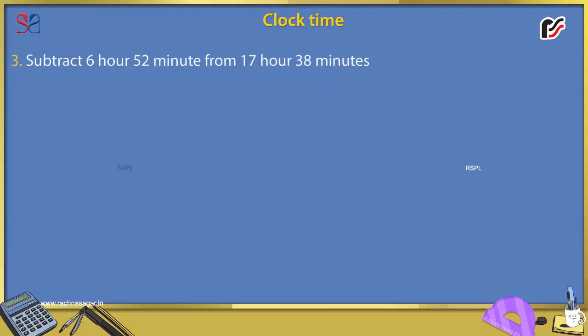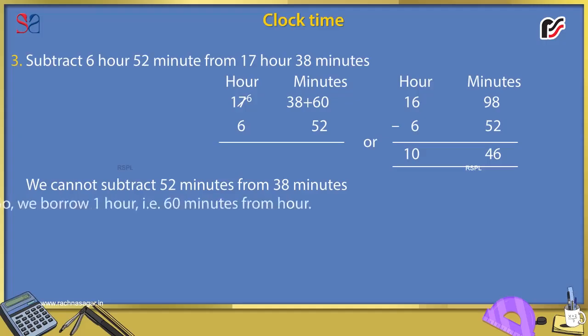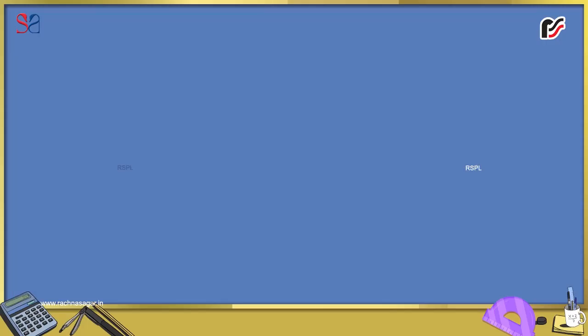Third, subtract 6 hours 52 minutes from 17 hours 38 minutes. 17 hours 38 minutes minus 6 hours 52 minutes is equal to 10 hours 46 minutes. We cannot subtract 52 minutes from 38 minutes, so we borrow 1 hour, that is 60 minutes, from the hours. Therefore, 10 hours 46 minutes is the answer.